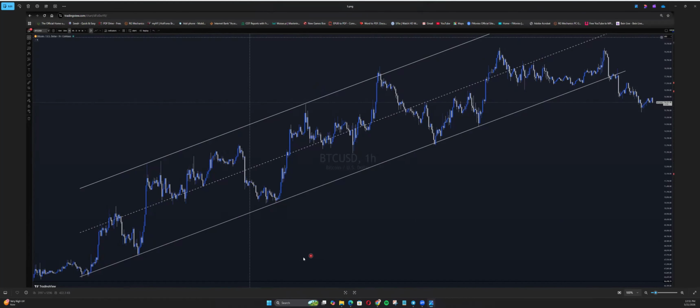So this is what it looks like, all right? So you see overall, we had a series of up and down movement, up and down movement.